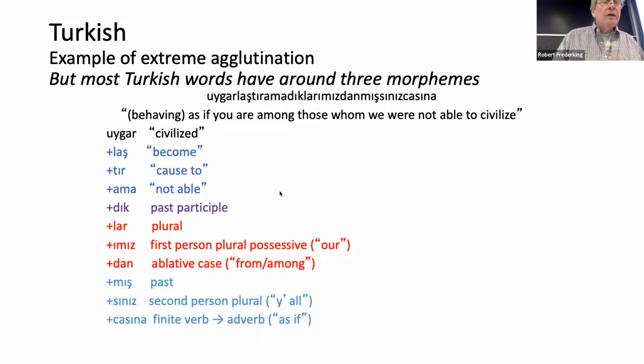Basically, it's taking the root word for civilized and adding a whole bunch of suffixes to it. So there's a suffix for to become something, which is not unusual. There's a suffix for causing something, a suffix for not being able to do things. There's past, there's plural, etc. And so you add all these suffixes to this word, and you get this complicated meaning in one word. Now, most Turkish words have like 3 morphemes, but Turkish people would look at this and understand it. They'd say that's a good trick, but they'd understand it.